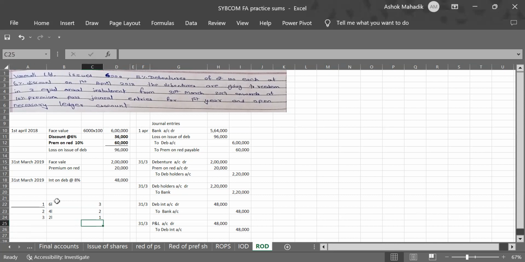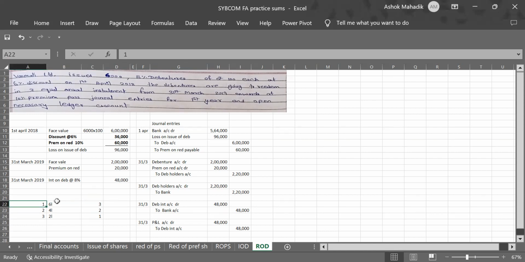This is the simplest way. If it's 3 years, just take the proportion 3:2:1. If the years provided to be written off is 5, you start with 5 and go in reverse: 5, 4, 3, 2, 1. If they provide that debentures are to be written off over a period of 10 years, then you start with 10, 9, 8, and so on. Here we are writing off debentures over 3 years, so start with 3:2:1. Now what to do with this? This should be considered as weights, the amount outstanding.